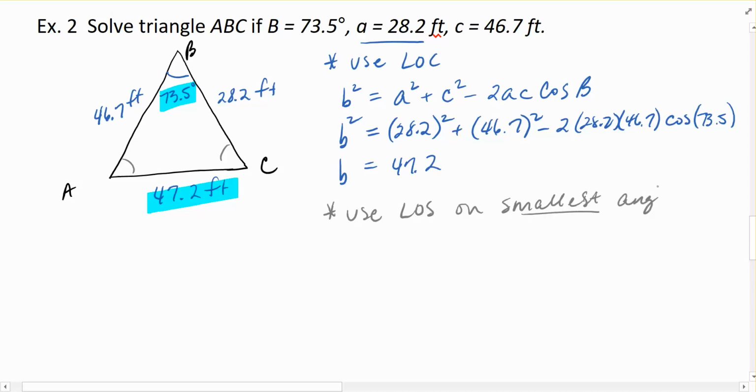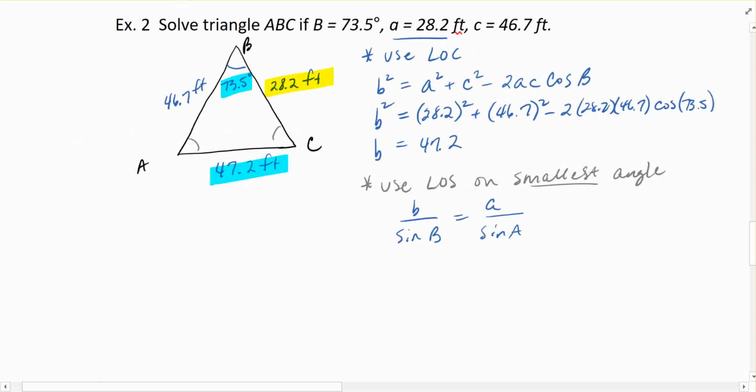Smallest angle. Now how do I know what the smallest angle is? So is it angle A or is it angle C? Well, I hope that you said that it's angle A, because remember that the smallest angle is always going to be across from the smallest side. So that's how I know that I'm going to choose angle A. So let's finish off using the law of sines on angle A. So my known ratio would be side B divided by the sine of angle B equal to side A divided by the sine of angle A.